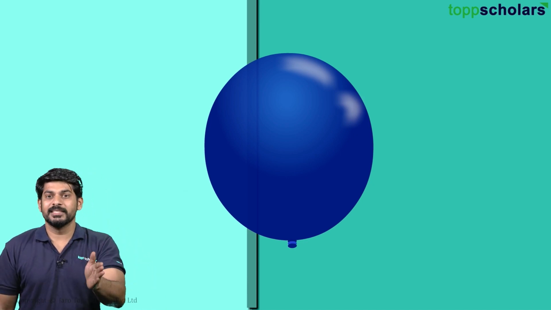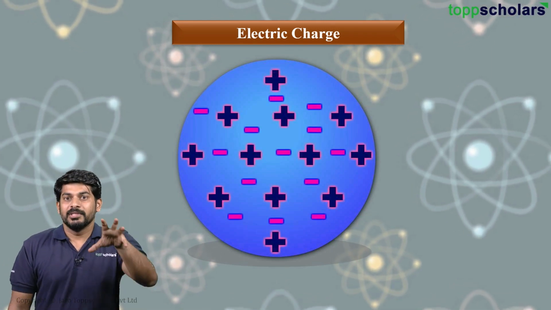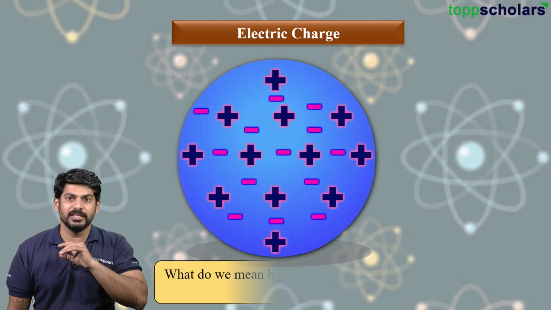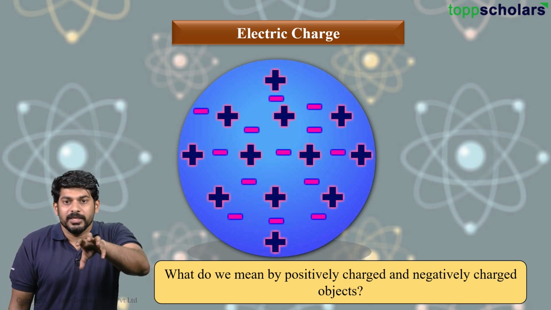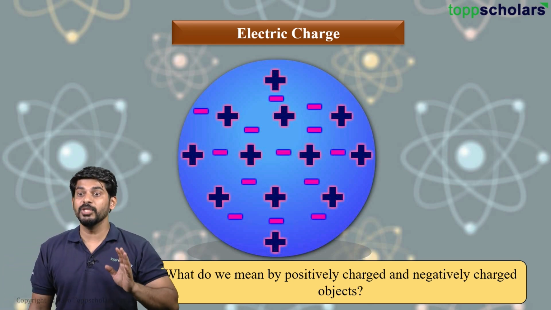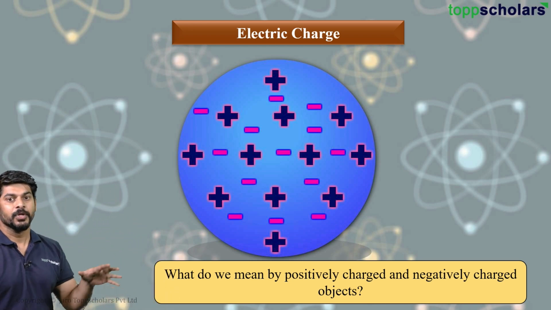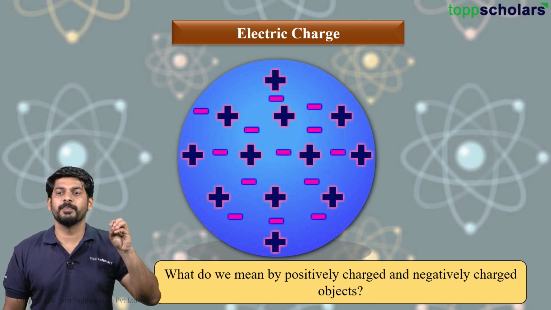Now let us understand more about electric charges. Here we can see a simple object, a spherical object. We want to understand what we really mean by positively charged and negatively charged objects, isn't it?